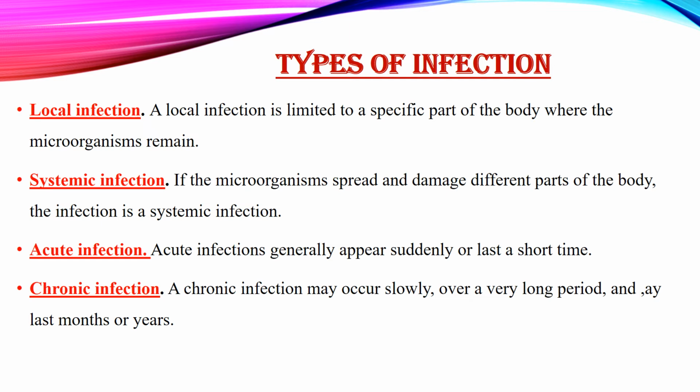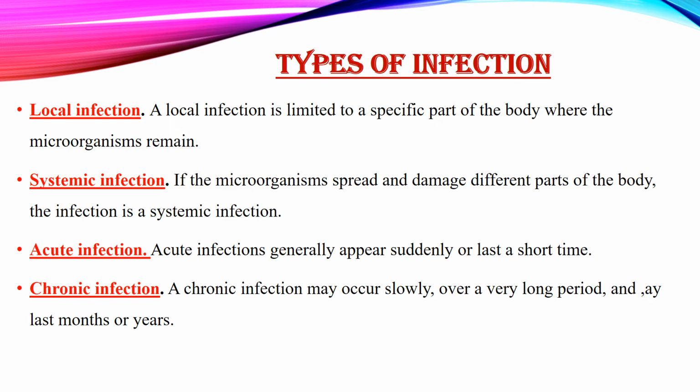Here we see the different types of infection. Local infection. A local infection is limited to a specific part of the body where the microorganisms remain. Systemic infection. If the microorganisms spread and damage different parts of the body, the infection is a systemic infection. Acute infection. Acute infections generally appear suddenly or last a short time.